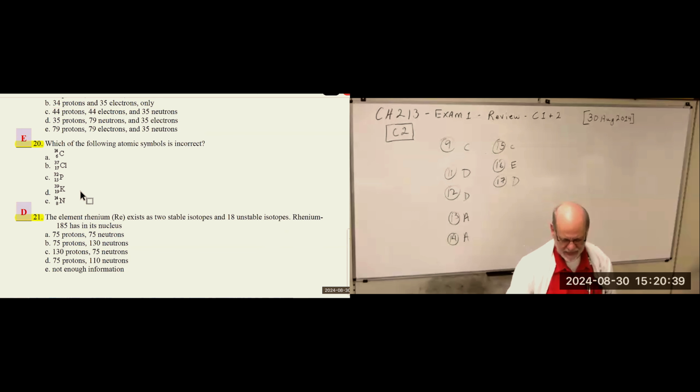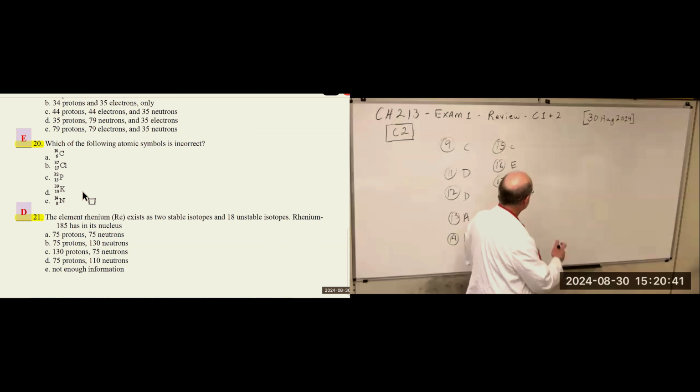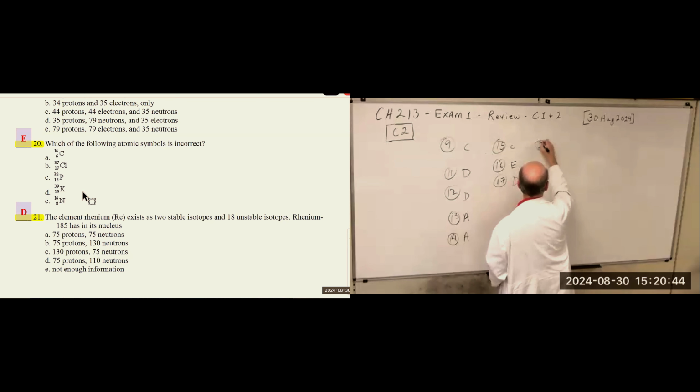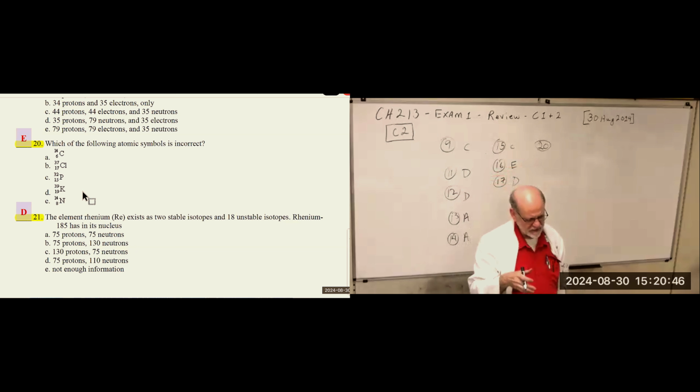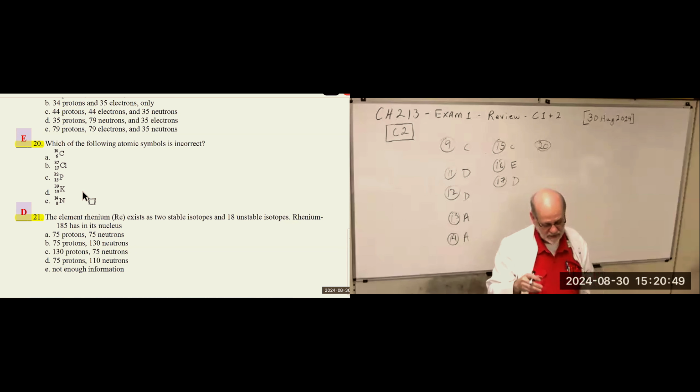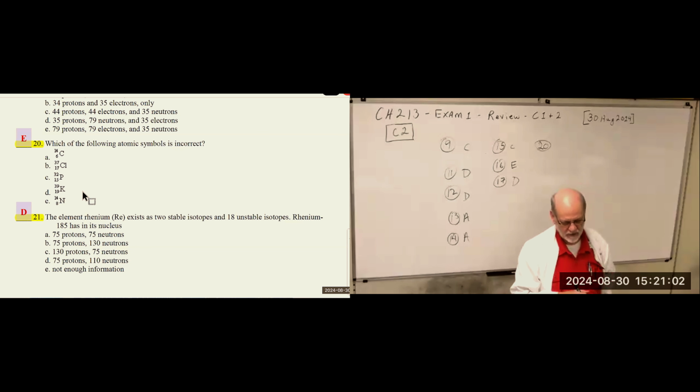All right. Which of the following atomic symbols is incorrect? 20. The way you methodically answer this question is first, I would look at the protons to see if they match, right? Because if you know the number of protons, you know the element. Is carbon 6? Yep, carbon 6. How about chlorine? 17? Yep. Phosphorus, 15? Yep. Potassium, 19? Yep. And nitrogen, 8? And 7.